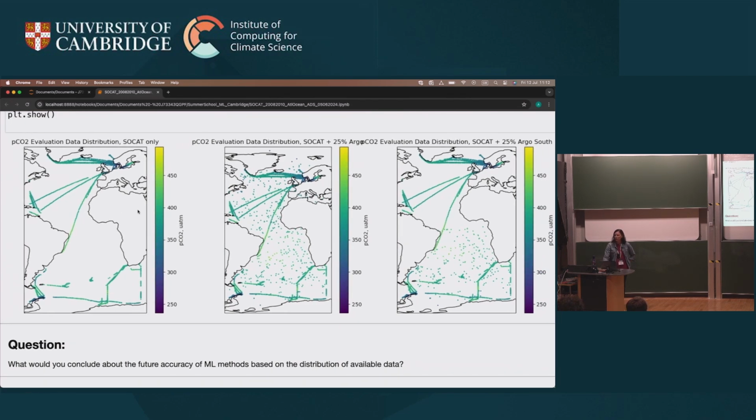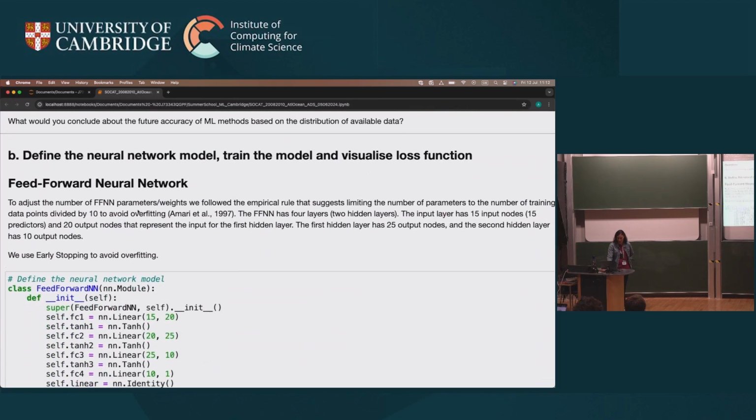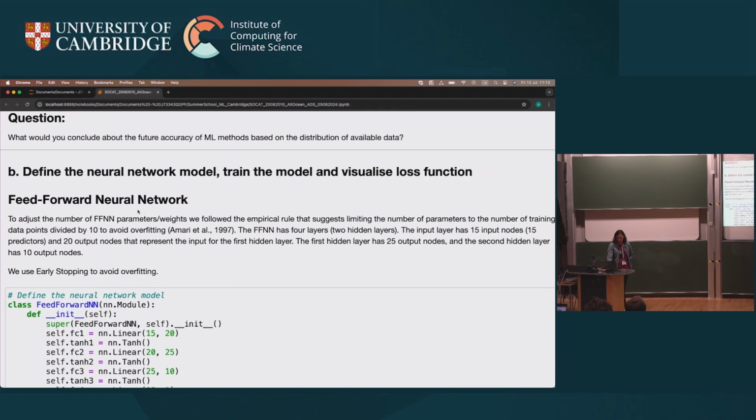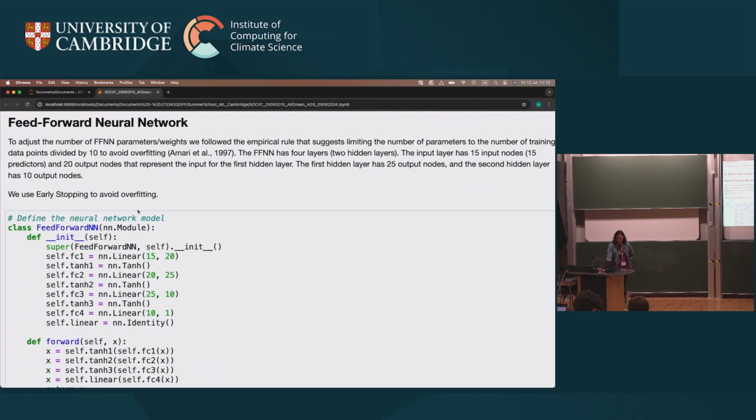So when we look here, it's quite logical. If you have more data, you have better accuracy. Okay, so now let's go to the neural network, and we will try to train our model, visualize our results, and see if our hypothesis that the second set of data will provide better results.